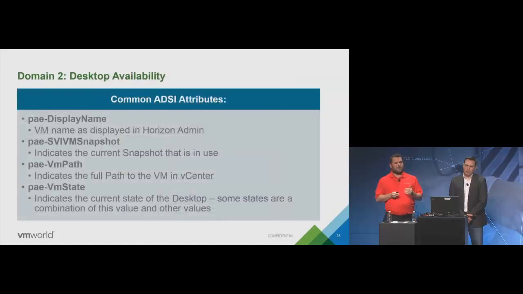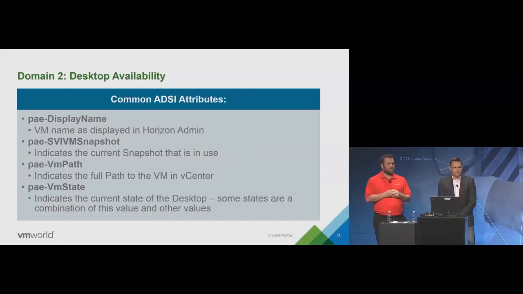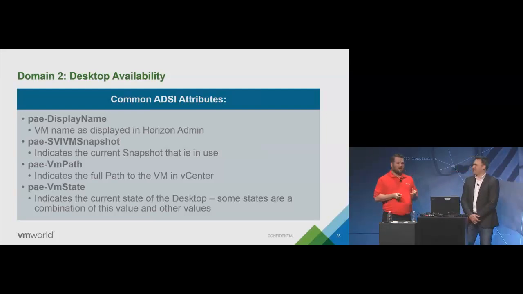A couple of common attributes that you might want to look for if you're searching: display name, the actual display name of the VM, the snapshot. Maybe if you're recomposing a lot, you may need to see, has it gotten on the wrong snapshot? Did a recompose go wrong? These are things that can happen. The path, the state, maybe there are some errors in vCenter because it thinks the VM is in one place, but another administrator moved that VM to another folder. That never happens. No, never.